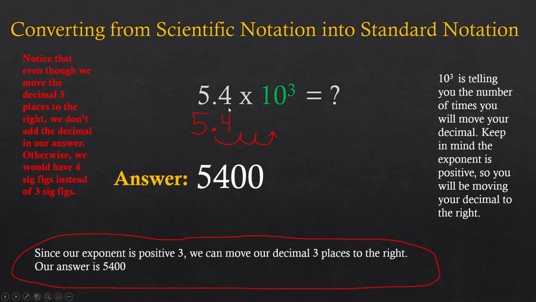Notice that we started with 2 sig figs. So therefore, this final number needs to have 2 sig figs. So I'm not going to add a decimal in there. I'm just going to leave it like that. If I did add a decimal, that means I would have 4 sig figs and not 2 sig figs. Feel free to watch the first video in regards to what counts as significant figures.